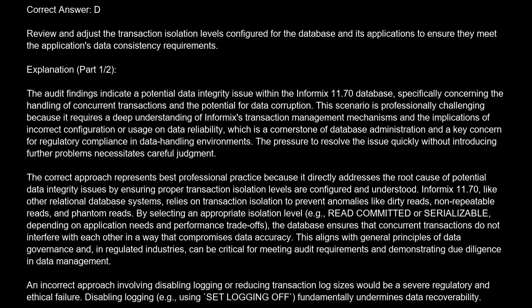Informix 1170, like other relational database systems, relies on transaction isolation to prevent anomalies like dirty reads, non-repeatable reads, and phantom reads. By selecting an appropriate isolation level, e.g., read committed or serializable, depending on application needs and performance trade-offs, the database ensures that concurrent transactions do not interfere with each other in a way that compromises data accuracy. This aligns with general principles of data governance and, in regulated industries, can be critical for meeting audit requirements and demonstrating due diligence in data management.